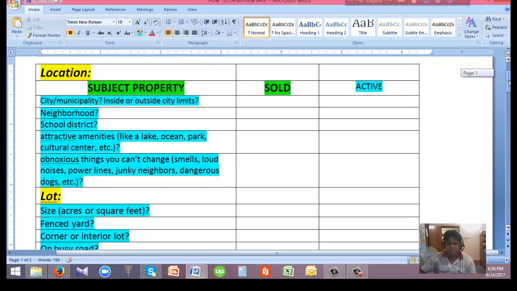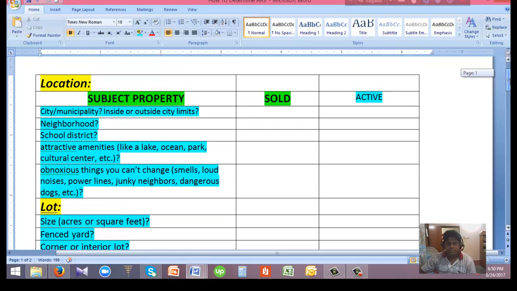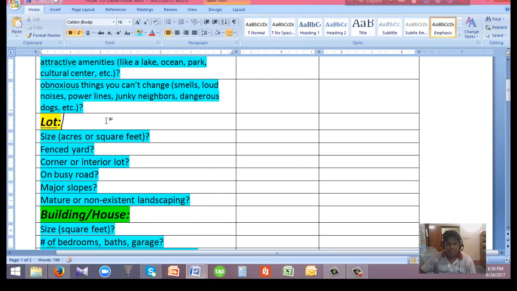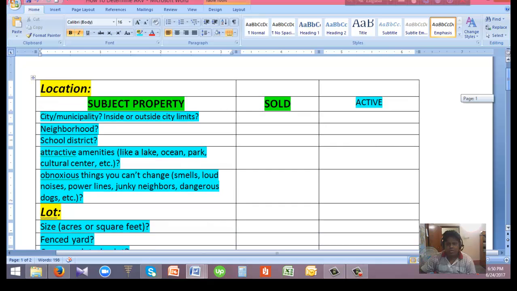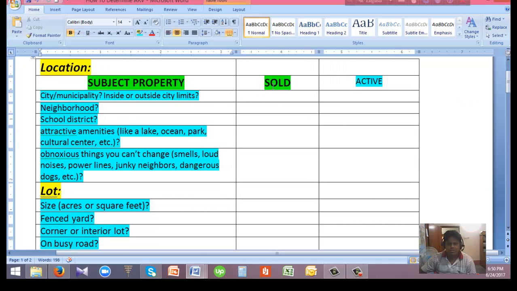And when we run the comps on a property, we will follow three major points: location, lot size, and building houses. We will compare the subject property with the sold properties that we collect from an online search, or we can compare the subject property with the active listings that are listed for sale in the various MLS.